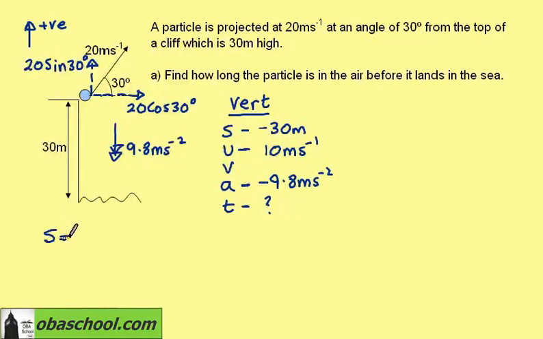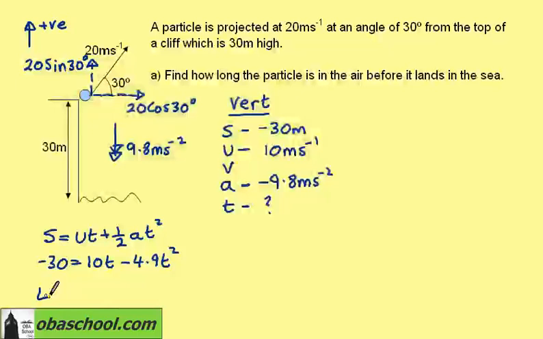We can use S equals ut plus a half at squared. So minus 30 is going to be 10t minus 4.9 t squared. 4.9 is half of 9.8. Rearranging, this gives 4.9 t squared minus 10t minus 30 is equal to 0.